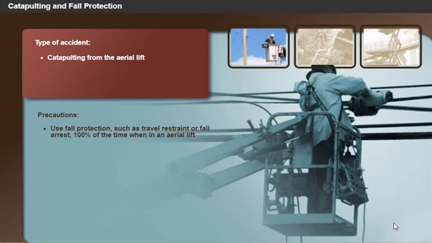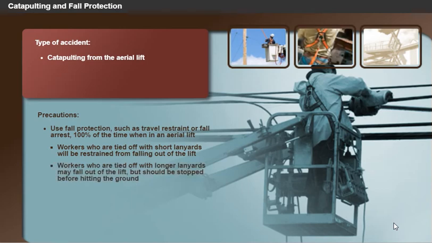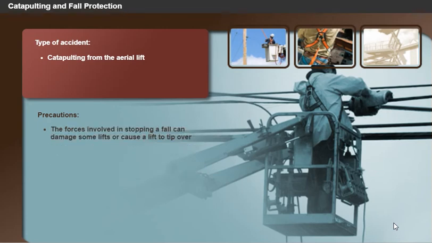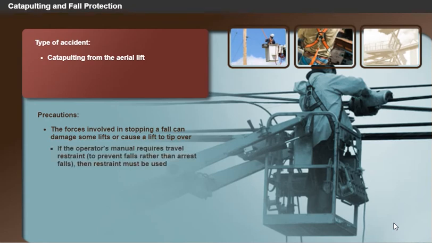If a catapulting happens, workers who are tied off with short lanyards will be restrained from falling out of the lift. Workers who are tied off with longer lanyards may fall out of the lift, but should be stopped before hitting the ground. The forces involved in stopping a fall can damage some lifts or cause a lift to tip over. Workers need to learn about the lift they'll be operating. If the operator's manual requires travel restraint to prevent falls rather than arrest falls, then restraint must be used.